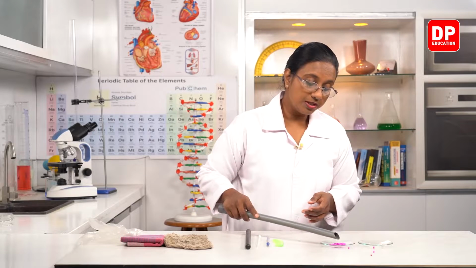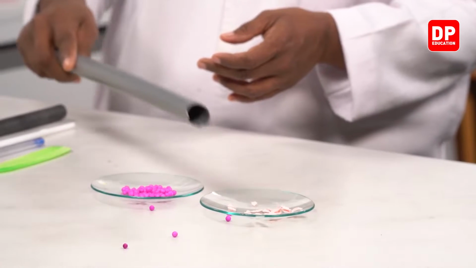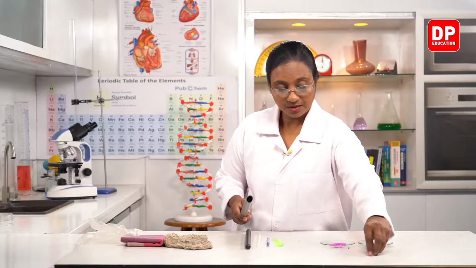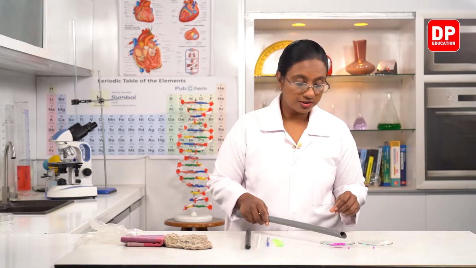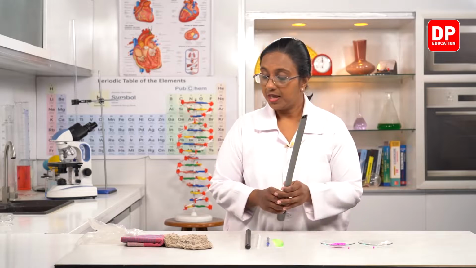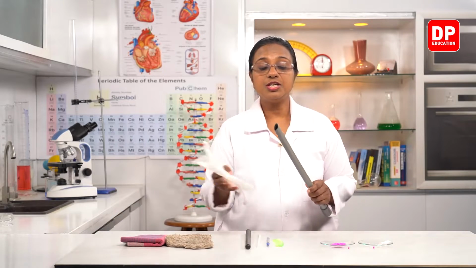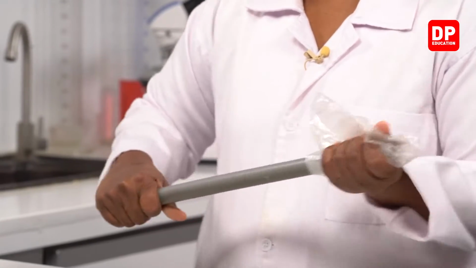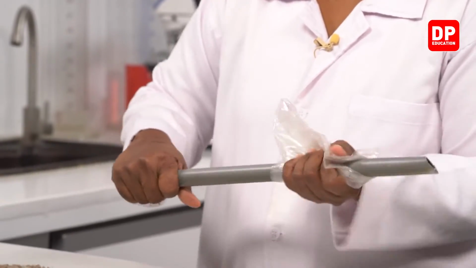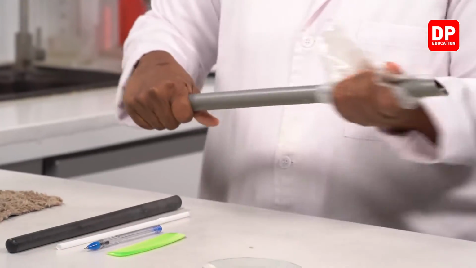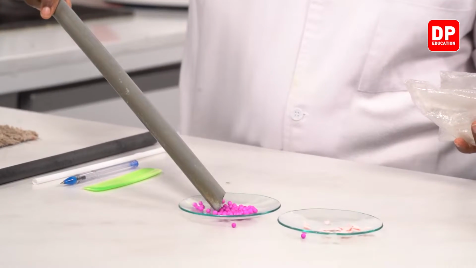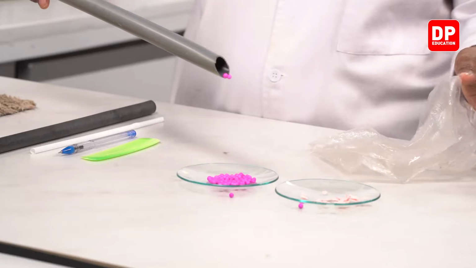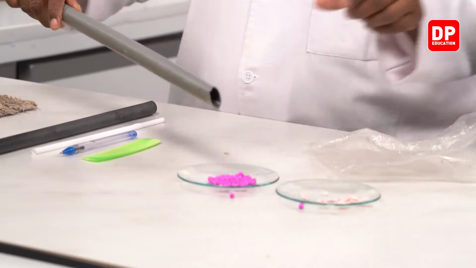Now if I hold this also near pieces of Regiform and pieces of paper, nothing happens. Here you can see it does not attract any of these. But if we rub it nicely with a sheet of polythene, and if I hold it, here you can see it attracts tiny pieces of Regiform.